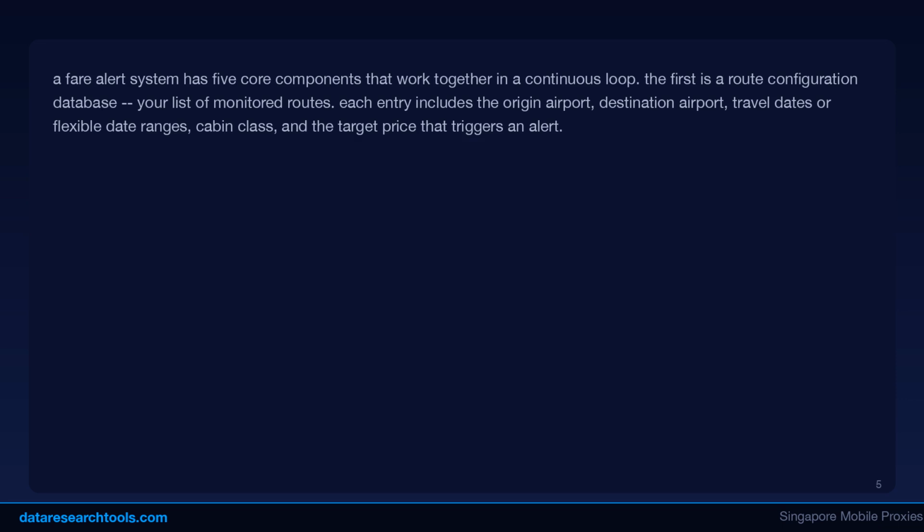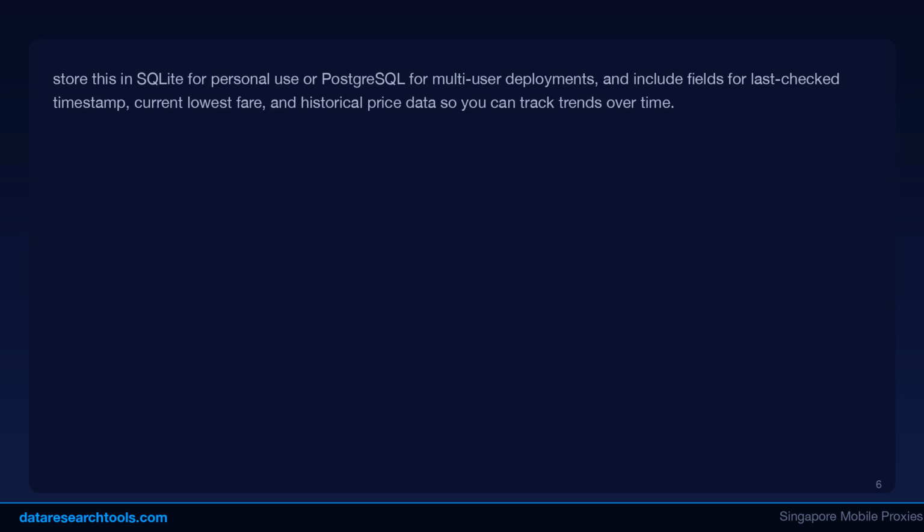The scraping engine queries airline websites and OTAs for each route in your database. It sends search requests, parses the fare results, and returns structured price data. For travel sites, this typically means using headless browsers like Playwright or Puppeteer, since most airline sites render results via JavaScript. The proxy rotation layer sits between your scraping engine and the target websites.